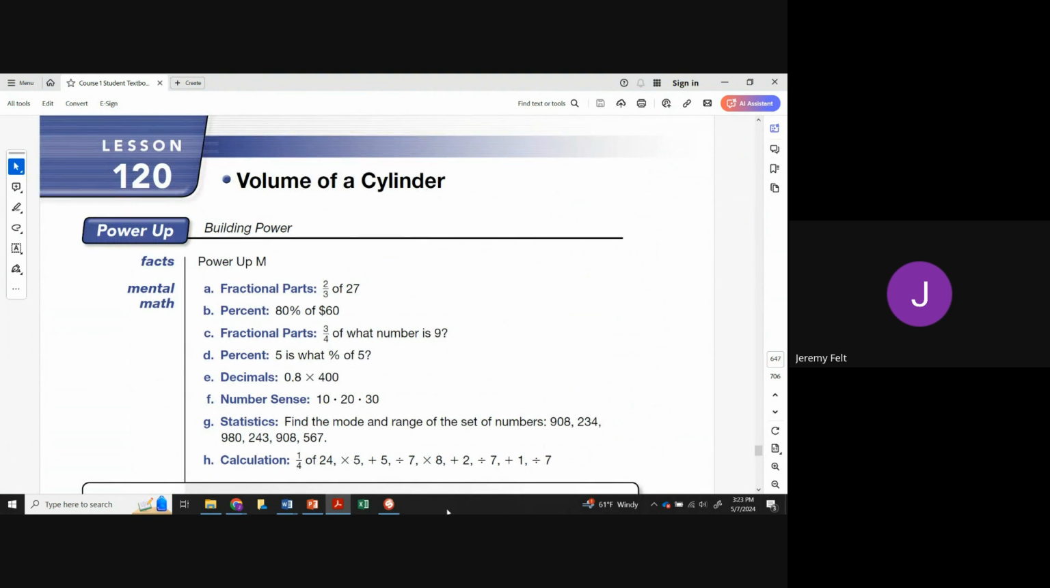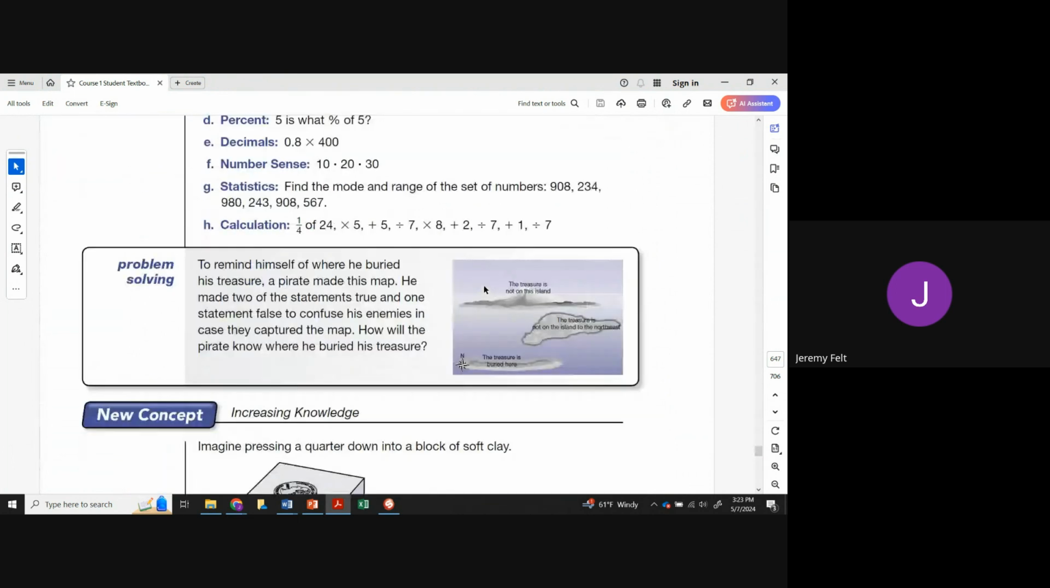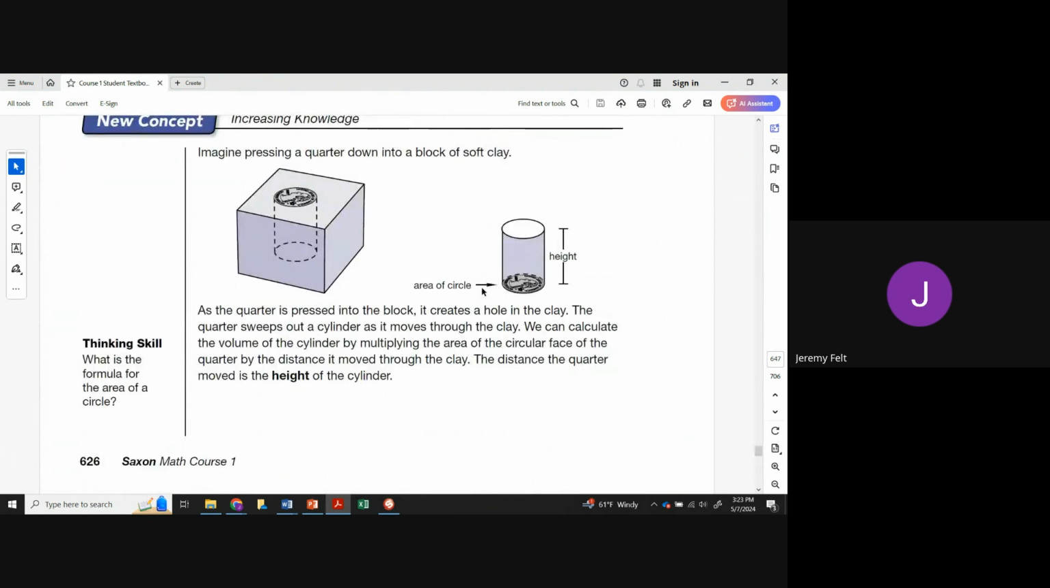Okay, let's go ahead and look at volume of a cylinder, our last lesson of the year. I know, it's so sad. So a cylinder, again, if you think of, let's say you have a coin and a block of clay or something that you can press down, it's going to be that same circle all the way down until you stop applying pressure. That's essentially what you have with a cylinder.